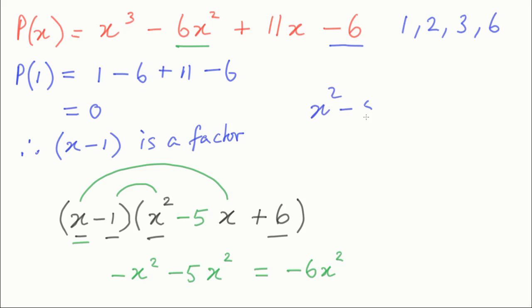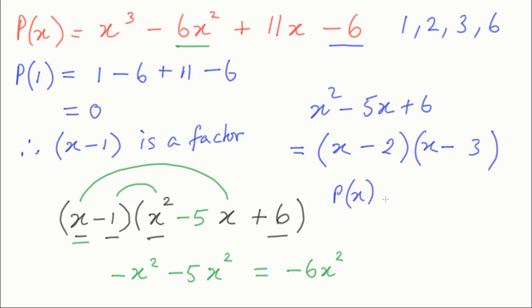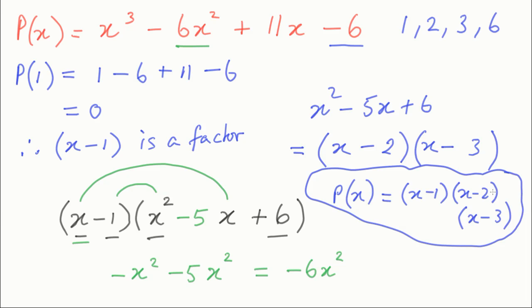So x squared minus 5x plus 6, and it's going to be x in the first bracket, x in the second, and definitely going to be 2 and 3 here, minus 2 and minus 3. So the whole polynomial, p of x, is equal to x minus 1 times x minus 2, times x minus 3, and it's fully factorized right here.